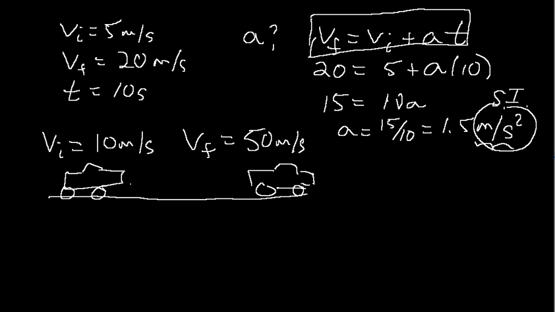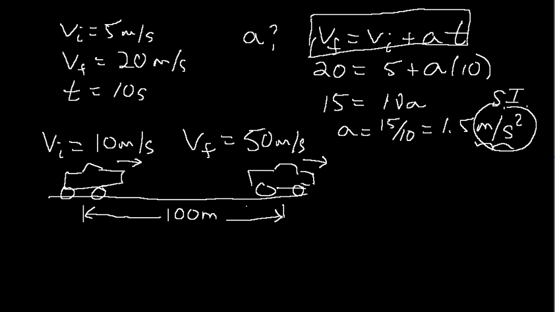So over here, the car is going 10 meters per second. Over here, the car is going 50 meters per second. Now what I'm going to tell you is that from this point to this point is 100 meters. All right?